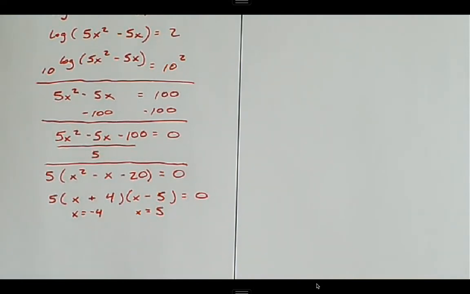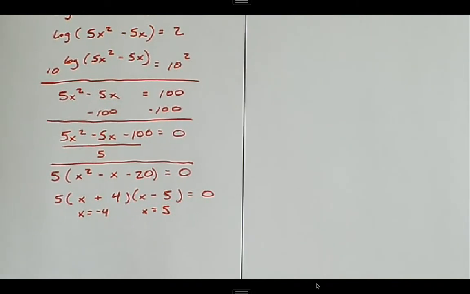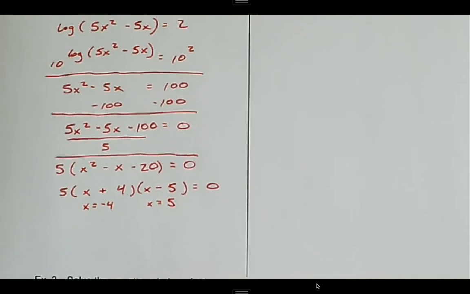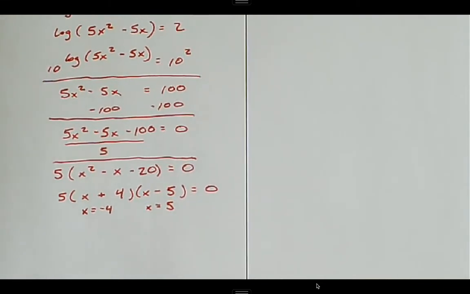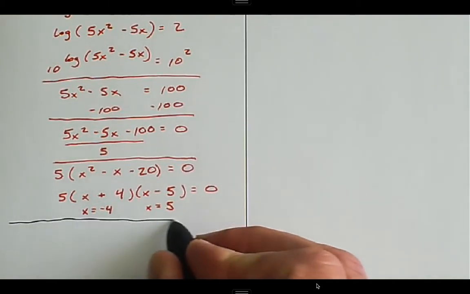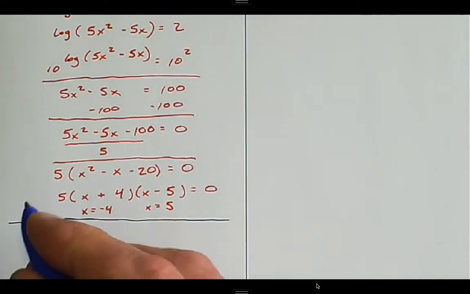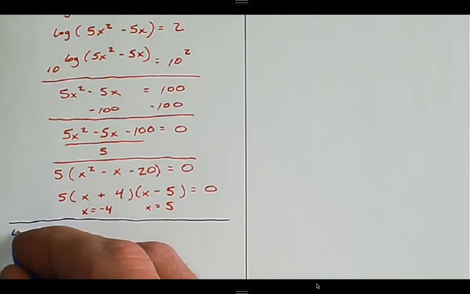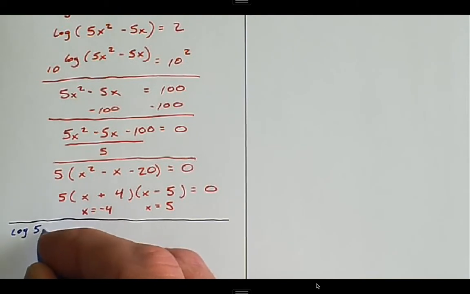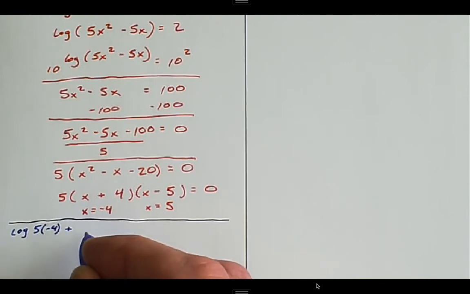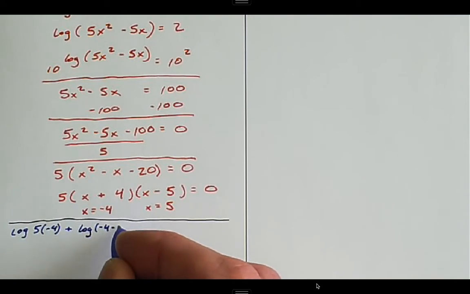And now we have to check and make sure that each one of these works. So we just substitute it into the original equation. We can say log base 10 of 5 times negative 4, plus log of negative 4 minus 1. And we want to see if that's equal to 2.